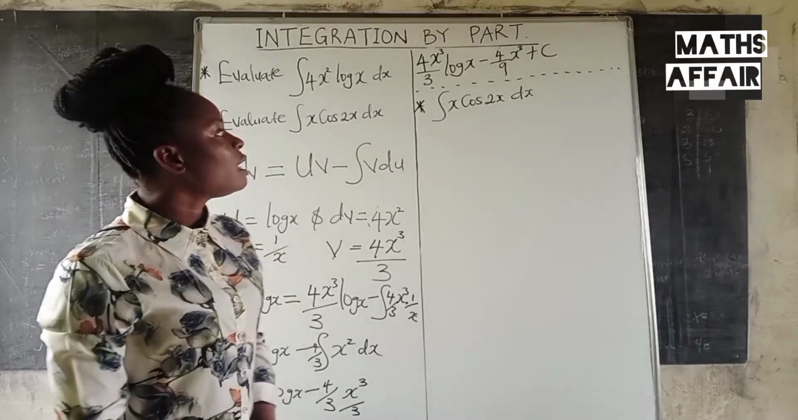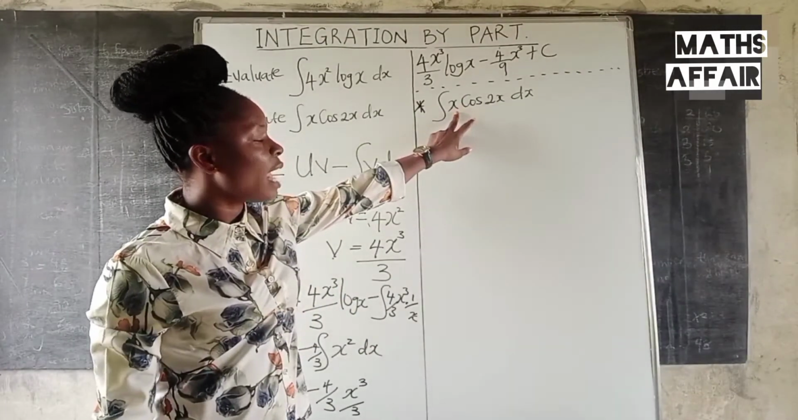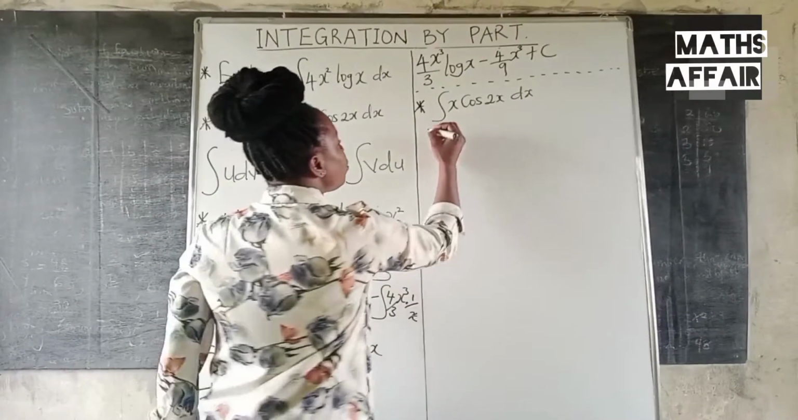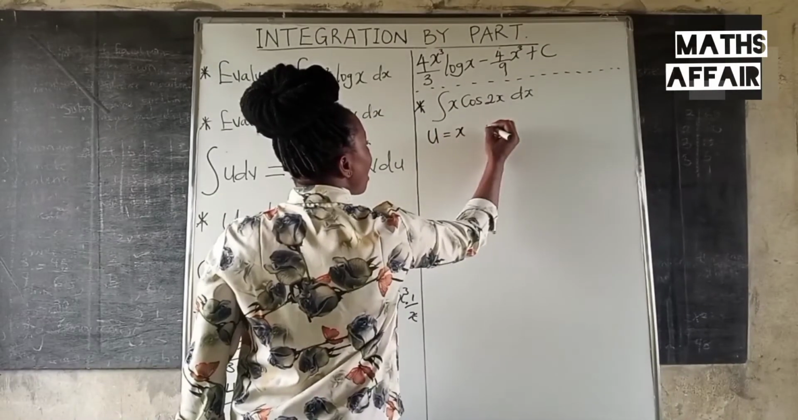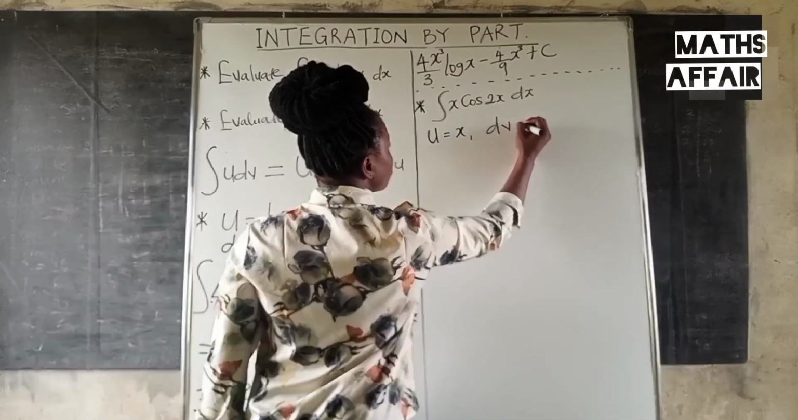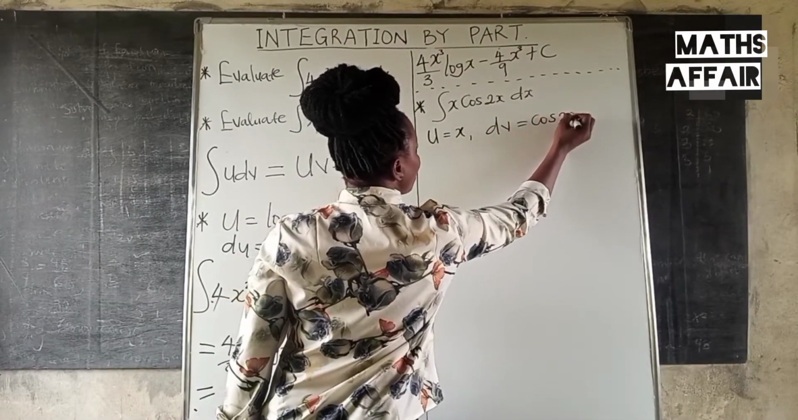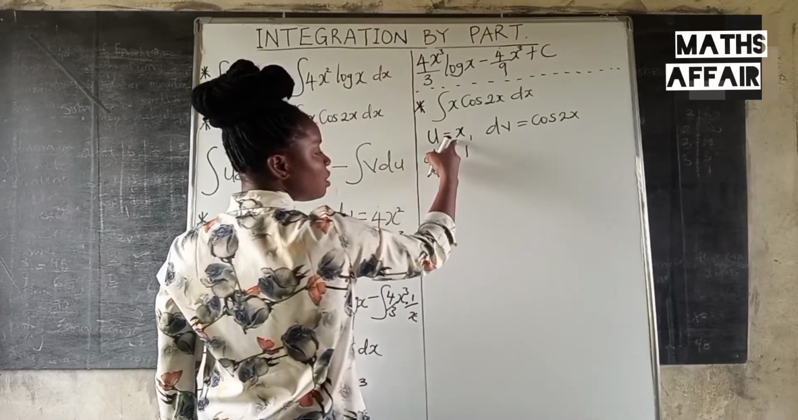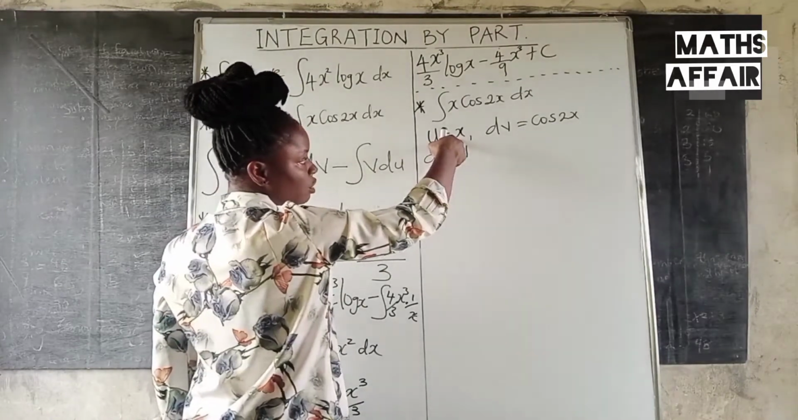So from here, if you notice that if I pick my u to be x, if I differentiate x, I have what? 1. So my u will be what? X. And my dv is what? Cos 2x. Now from here, I have to find my du, which is what? 1.